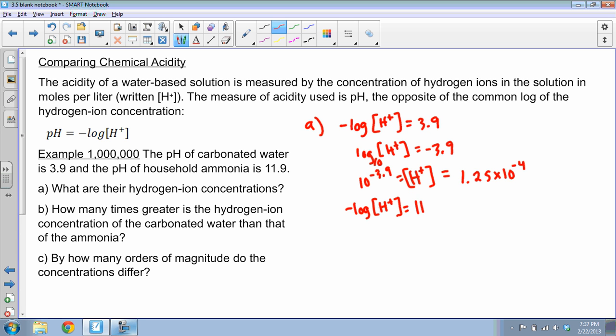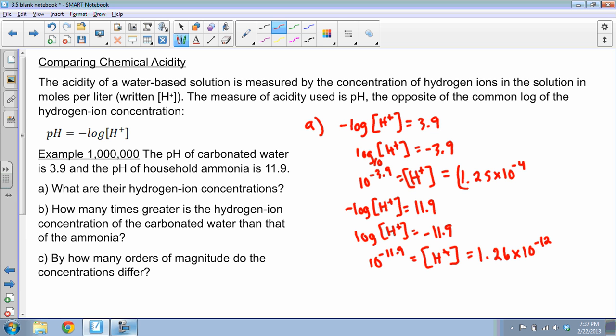I would understand if you wanted to skip a couple steps because we just did this with just a different number, but we make the negative switch sides. We write this as 10 to the negative 11.9, and then we'll type it into the calculator. And if the first one was scientific notation, this one definitely will be, because it's to a higher negative power. So 1.26 times 10 to the negative 12.